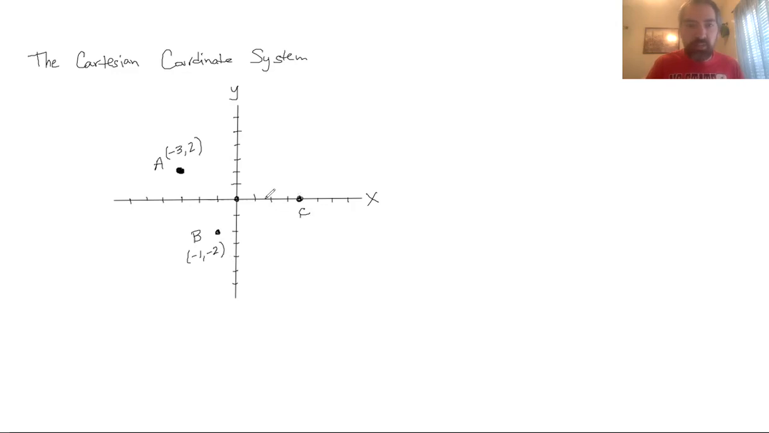And then to get to point C, starting from the origin, we count 1, 2, 3, 4 units to the right this time. So the x value is positive. And this point C does lie on the x-axis, so we don't have to go up or down. If the point lies on the x-axis, then the y value is 0 since we did not move up or down. So point C is (4, 0). Did you get all those right? Very good.